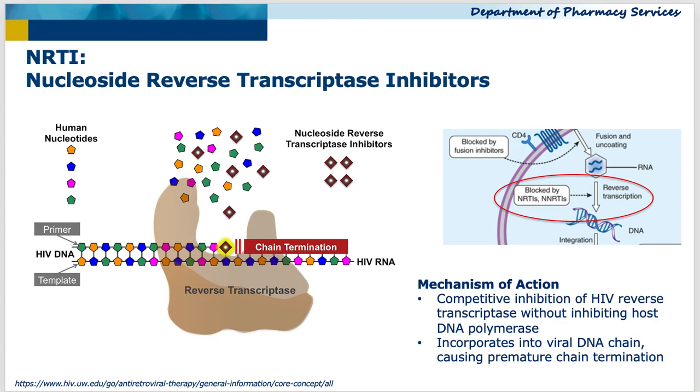NRTIs, or nucleoside and nucleotide reverse transcriptase inhibitors, were the first agents that were available for the treatment of HIV. Although they're less potent against HIV than NNRTIs, PIs, and integrase inhibitors are, they have a central role in antiretroviral treatment, as we can recall, and they remain a part of current standard of care.